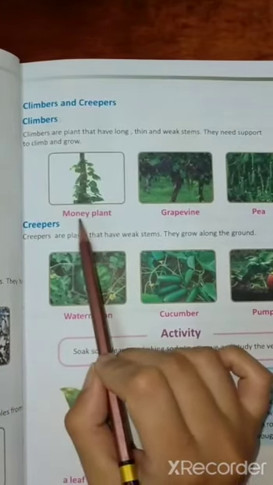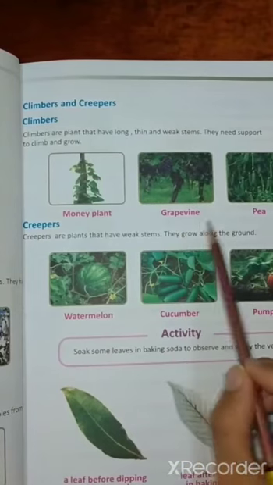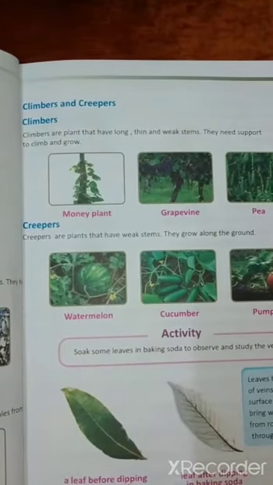So as you can see, this is money plant, grapevine and pea. So they have different types of climbers. As you can see in this one, they have the climbers.